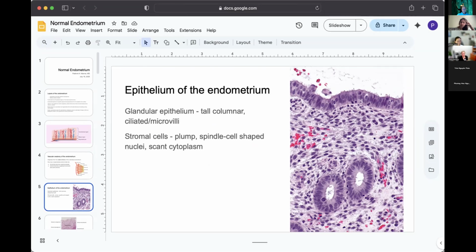And the changes during the cycle affect both stroma and glands. And there's a specific set of changes within each that sort of dictates where you are in the cycle. And then the pathology comes in when things are out of sync with what we would expect them to be or normally be.